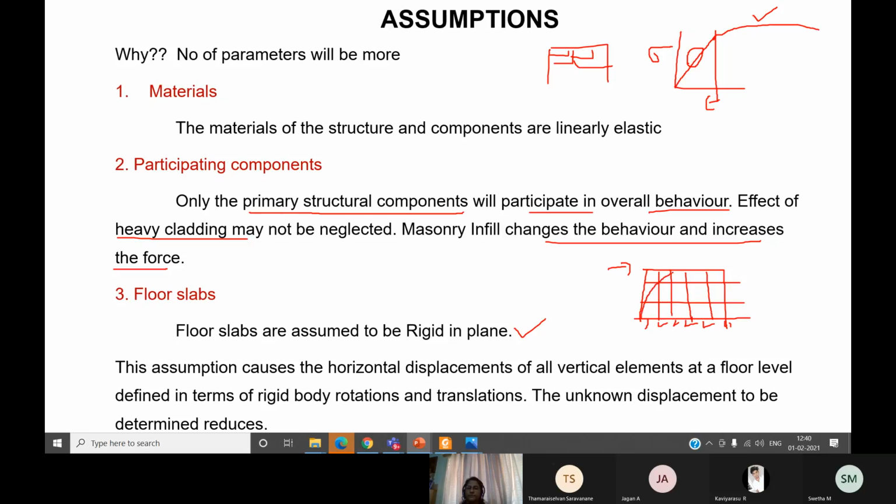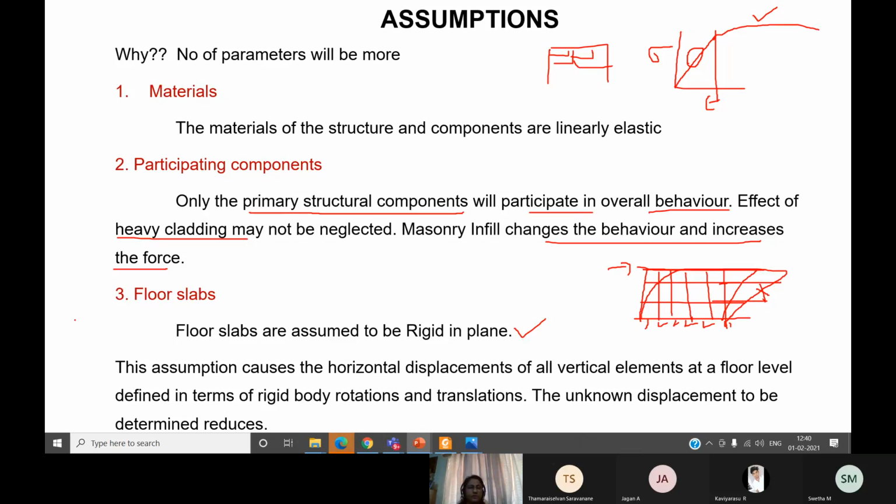So what will happen to this? It will not go like this; it will be like this. It will have some sway. This is the 1st story level, this is the 2nd story level, this is the 3rd story level. Similarly, I am talking about a 3 story, but you could have a 100 story or 150 story building.